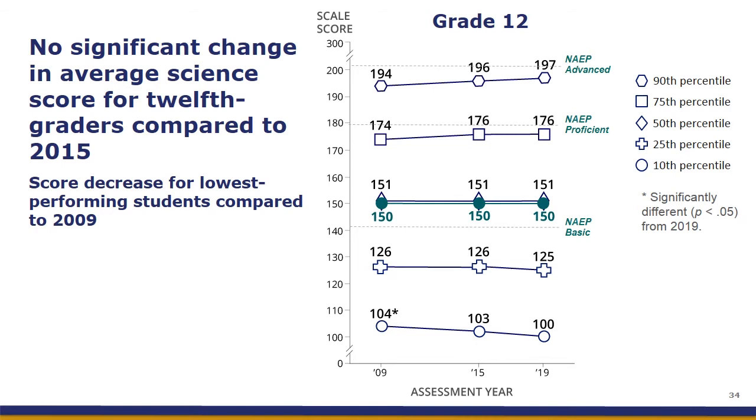Not shown here, but worth mentioning, is that there were no performance changes for either race, ethnicity, or gender since 2009 or 2015. However, there is still a performance gap between 12th grade boys and girls. Recall that that was not the case in either 4th or 8th grades.